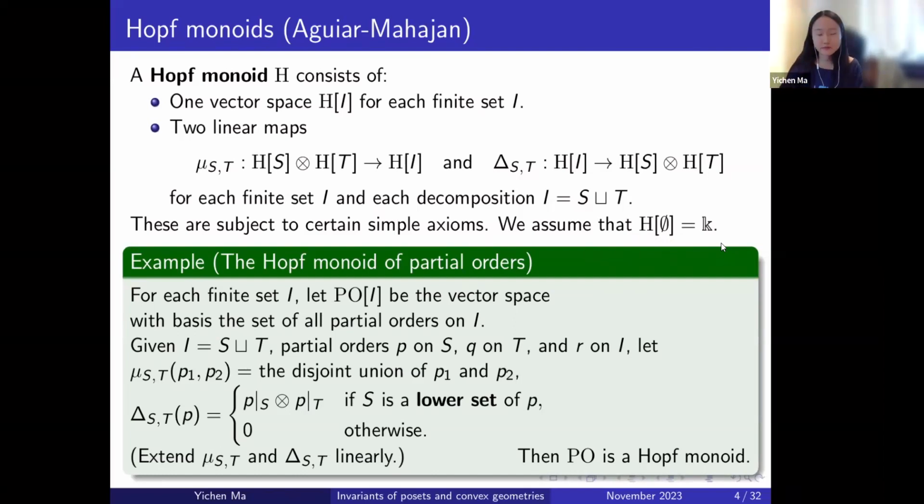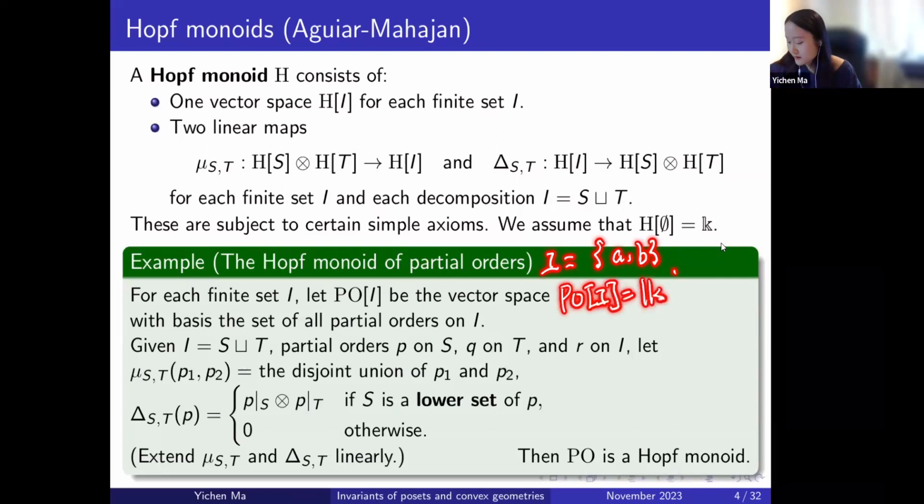Let's see an example, the Hopf monoid of partial orders. For each finite set I, we let PO[I] be the vector space spanned by the set of partial orders of I. For example, if I equals the set containing two elements, A and B, then PO[I] is the vector space spanned by the poset with no relationship between A and B, A is less than B, and B is less than A.